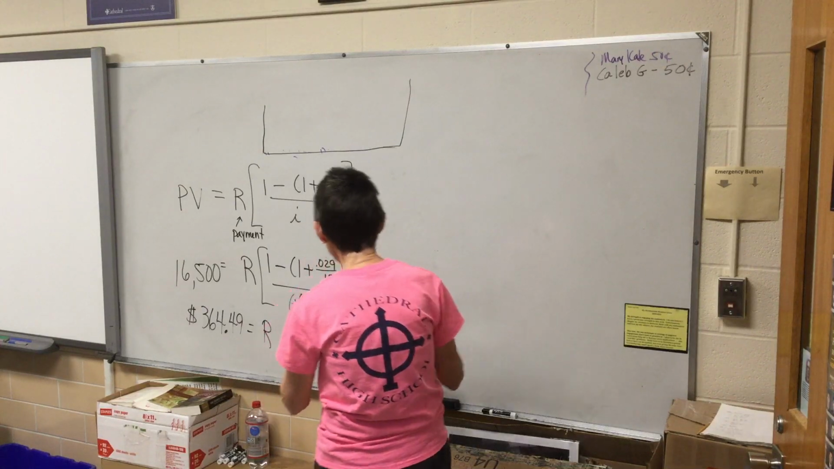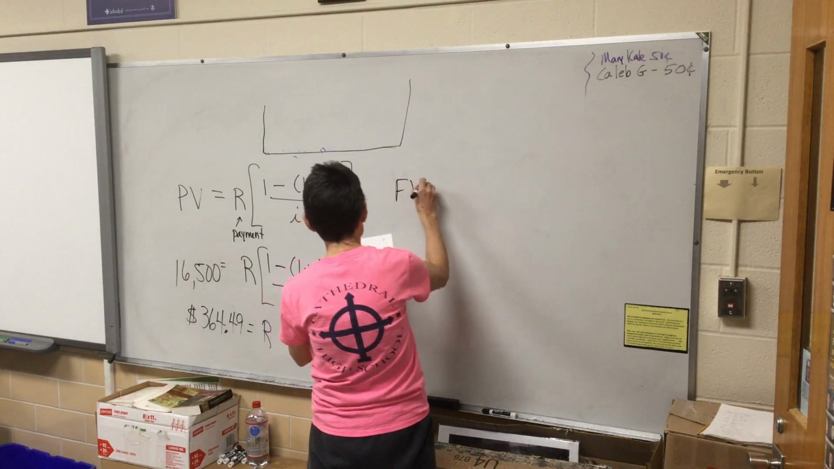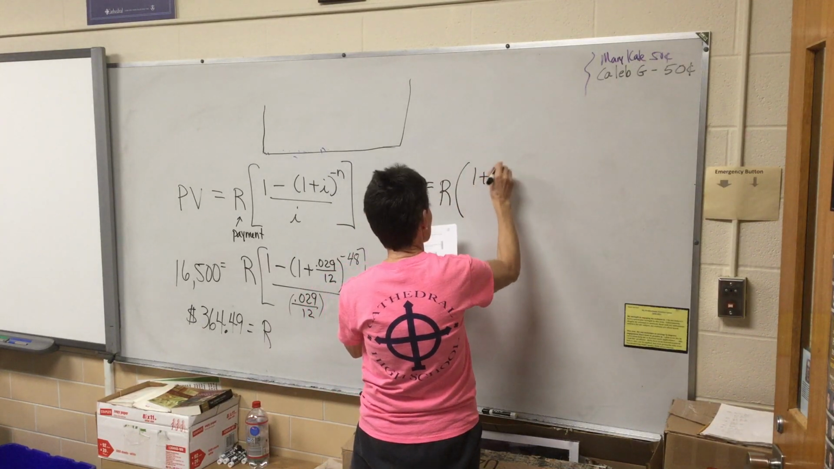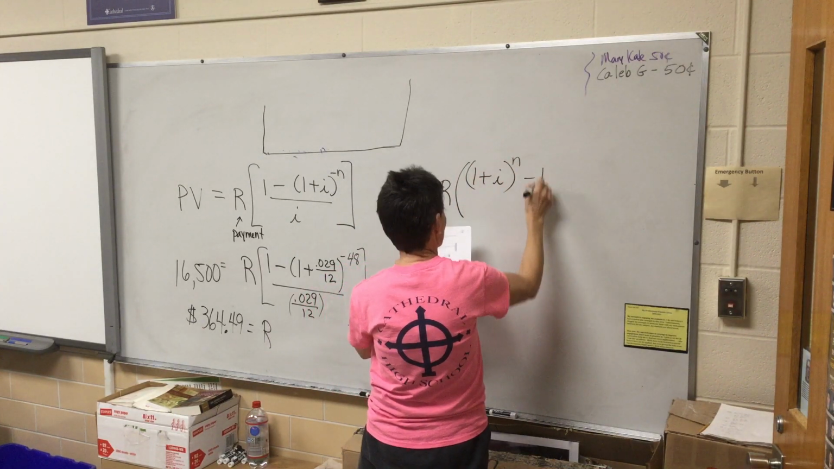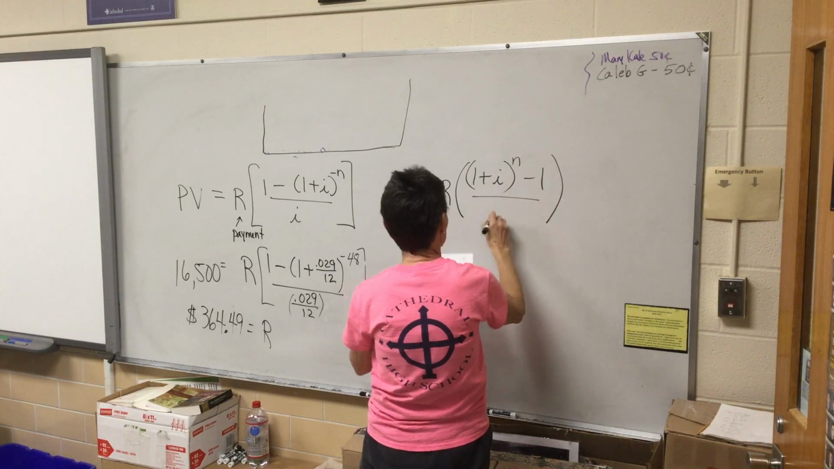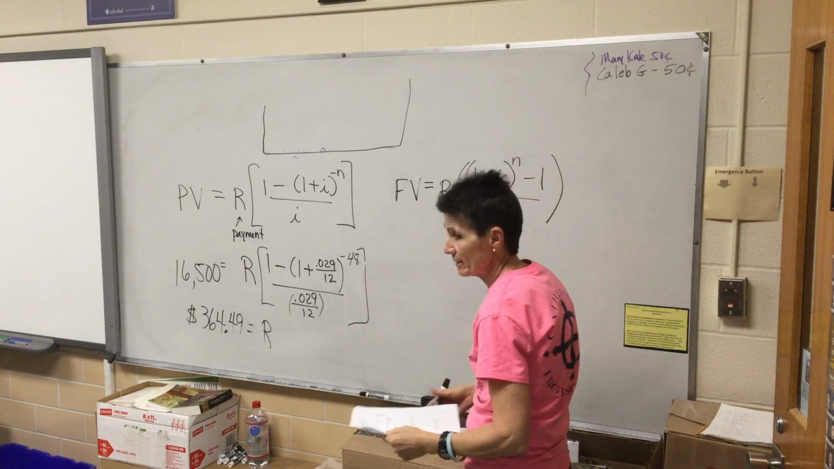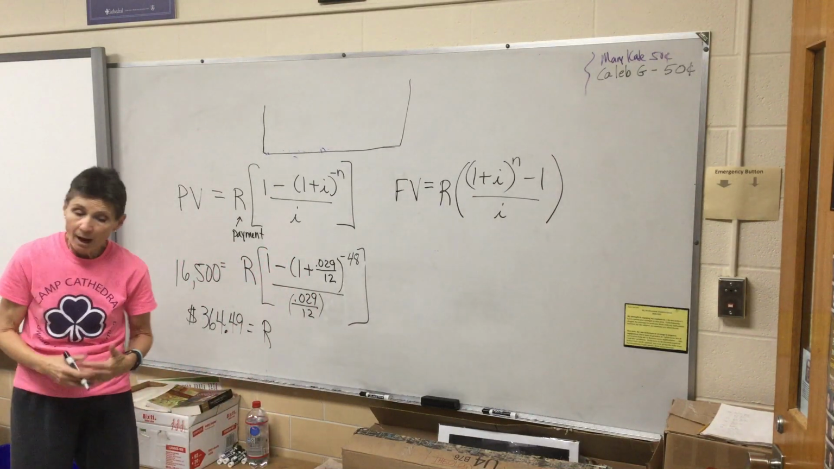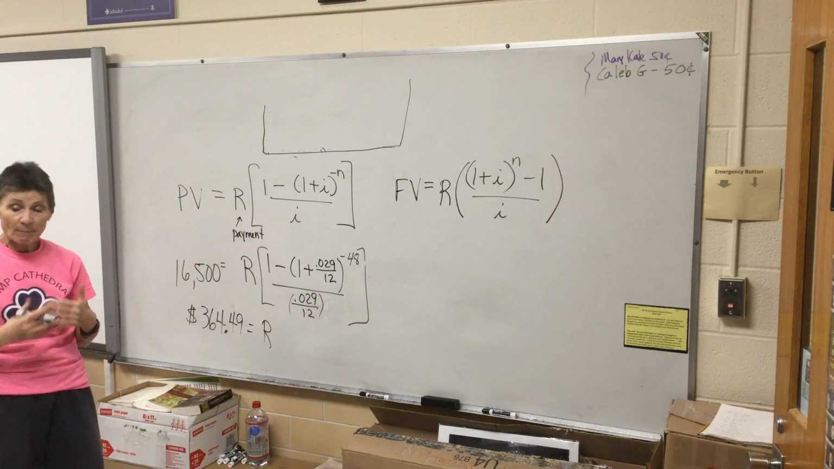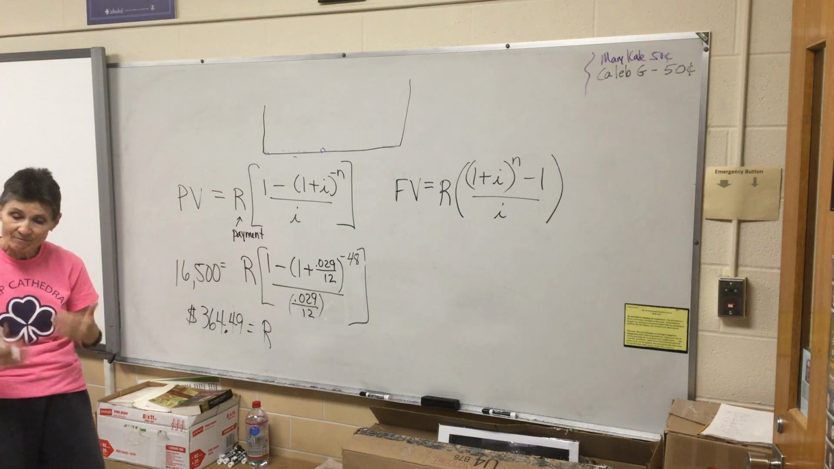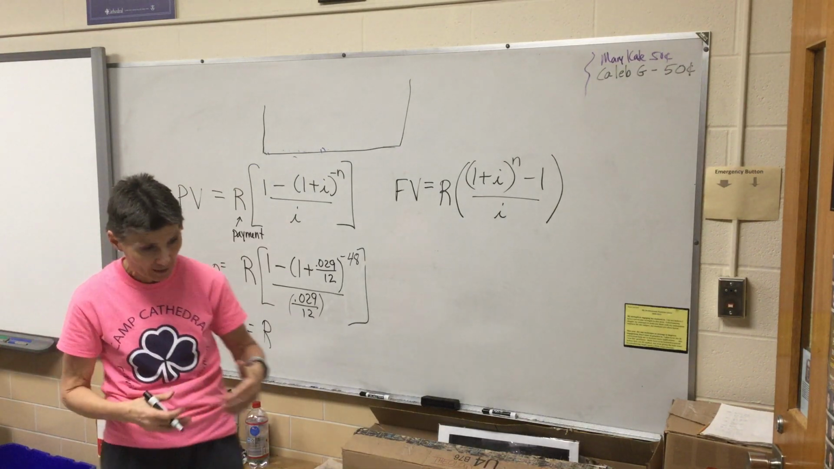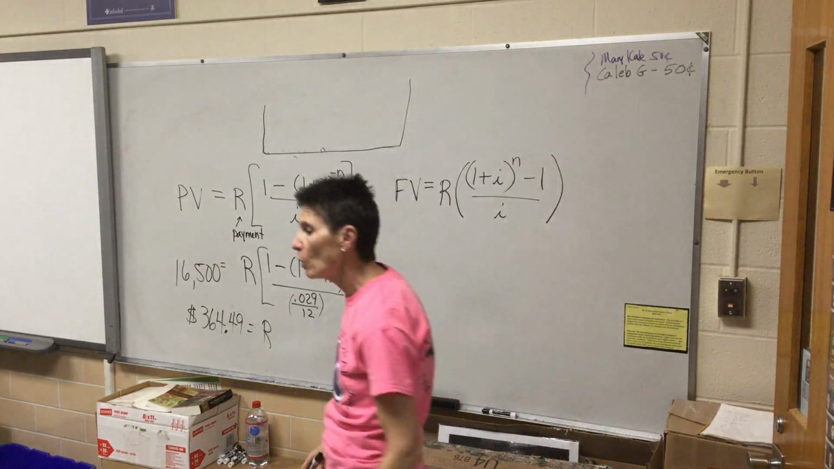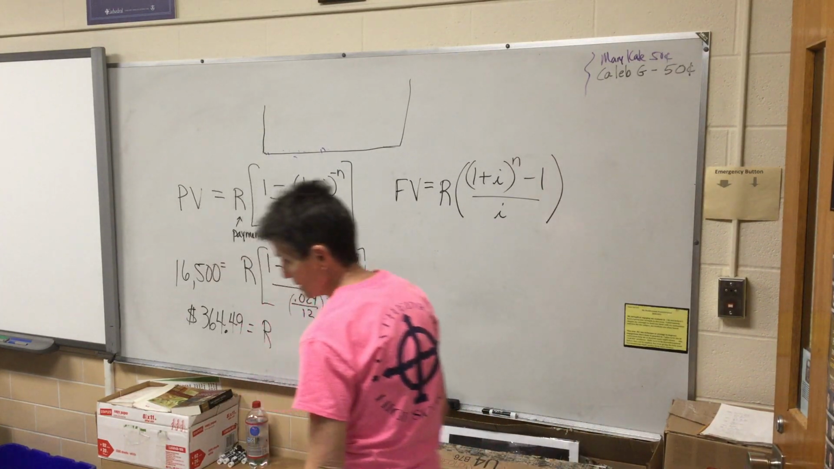So, let me write down my future value formula. Now, the good news is the I's and the N's are handled the same way. The R stands for the amount of the payment. I is the interest rate divided by the number of payments per year, and N is the total number of payments being made.